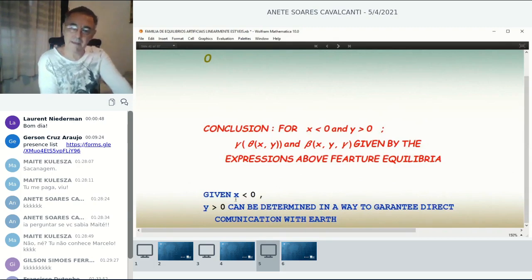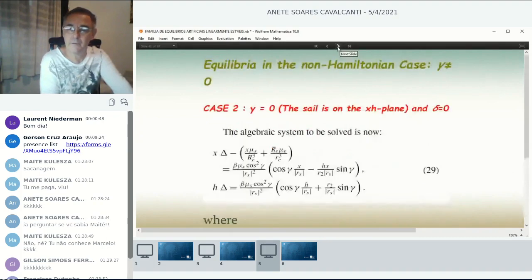Okay, yet another observation is that given x negative, any x negative, I can choose y, say high enough, in a way that I can assure that direct communication with Earth can be obtained. I have the two parameters here free, x and y, and so with some simple trigonometry calculations, I can choose y big enough to allow direct communication with Earth.